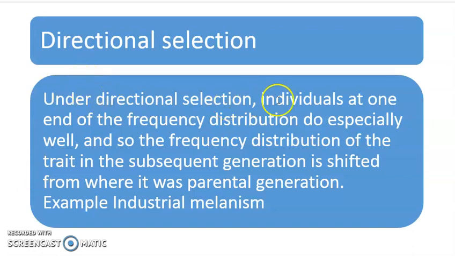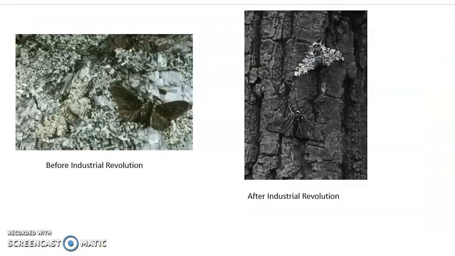Next is directional selection. Under directional selection, one of the organisms at one end of the frequency distribution is selected under favorable conditions. So the frequency distribution of the trait in the subsequent generation is shifted from where it was in the parental generation. Just take the example of industrial melanism, which we have already discussed in the evidences part. Let us discuss it again.